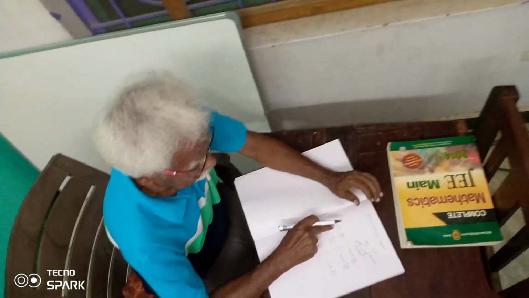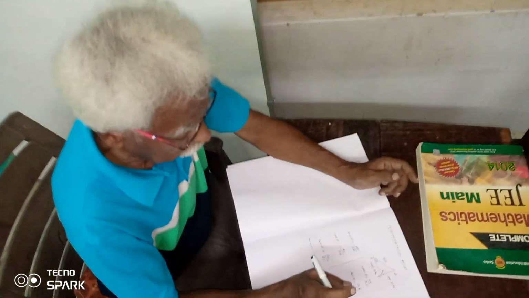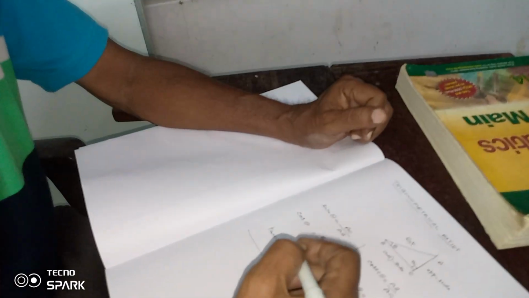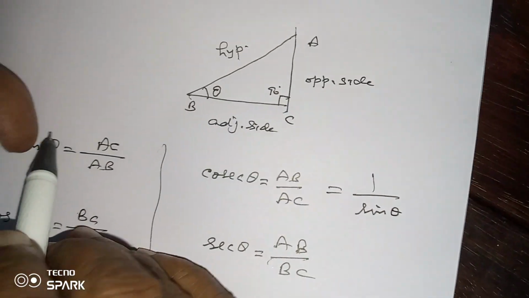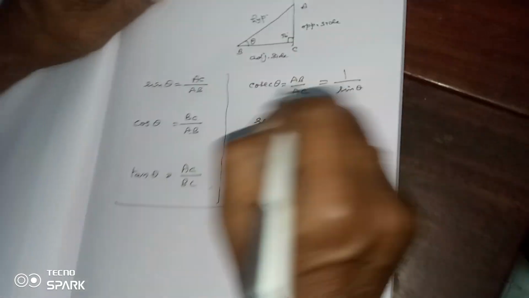The reciprocal of sin theta, we call cosecant theta. The reciprocal of cos theta, we call secant theta. The reciprocal of tan theta, we call cot theta. Now this cosecant theta can be written as 1 by sin theta, because it is the reciprocal of sin theta.